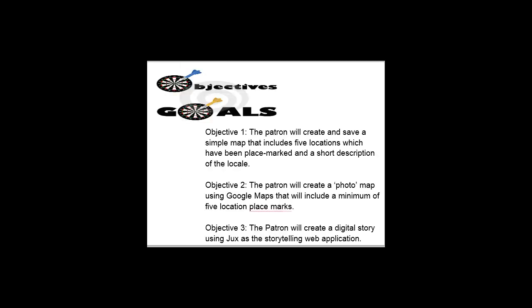Our objectives will be to create and save a simple map that includes 5 locations which have been place marked and have a short description of the locations themselves. Secondly, the patron will be able to create a photo map using Google Maps that will include a minimum of 5 location place marks. And thirdly, we'll be able to create a digital story using Jux as a storytelling web application.